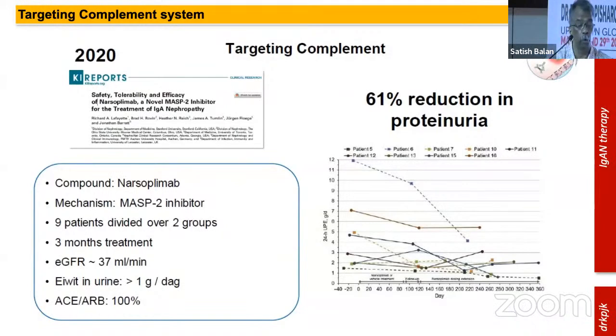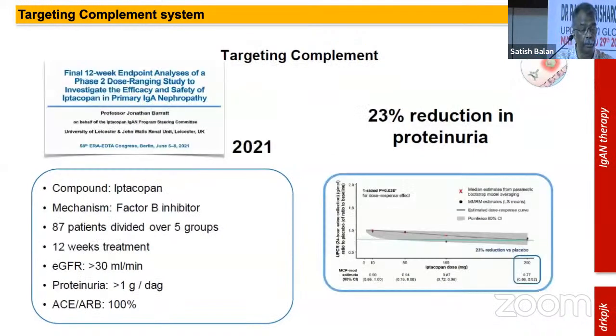Then actually we have other molecules like iptacopan, that is anti-factor B. In the alternate pathway, you have got factor B. Factor B is converted into C3b and Bb. So you have got factor H, factor I, so many factors. So against factor B, they are giving a trial, and again showing there is a 23% reduction in proteinuria.